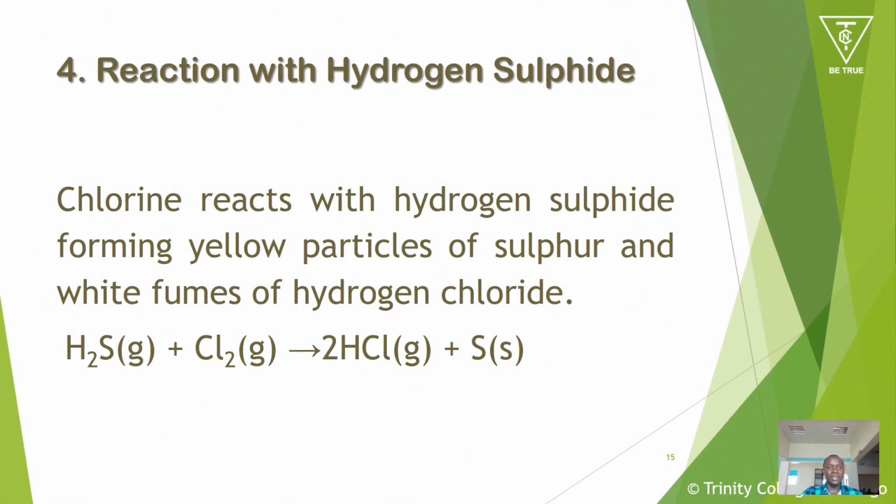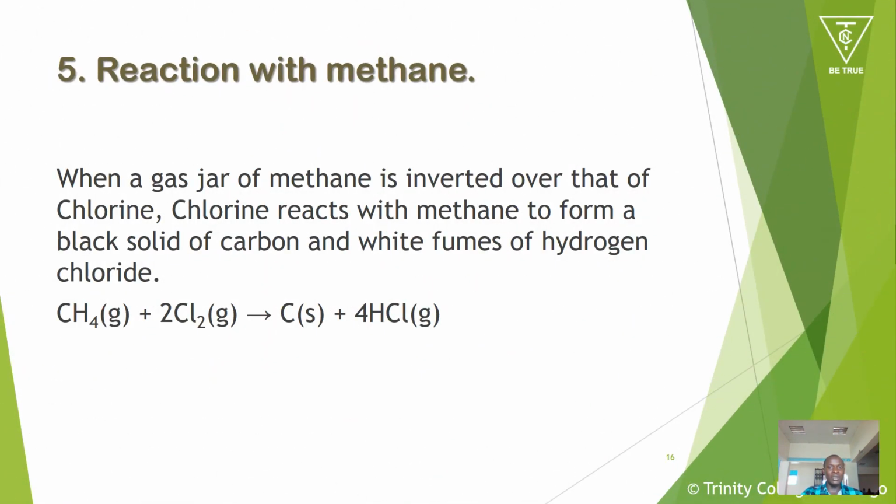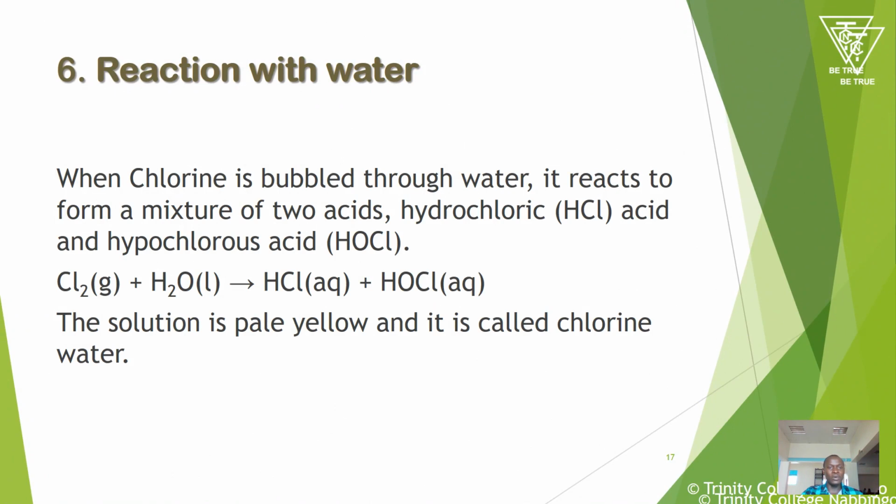Reaction with hydrogen sulphide. Chlorine will remove hydrogen from hydrogen sulphide, and then you get hydrogen chloride, which is white fumes, and sulfur, which is a yellow powder. Reaction with methane, chlorine will also remove all hydrogen from methane, and then it forms black particles of carbon and white fumes of hydrogen chloride. All these reactions illustrate that chlorine is a powerful oxidizing agent because it can remove hydrogen. And then reaction with water. Chlorine reacts with water to form two acids, that is hydrochloric acid and hypochlorous acid. Hypochlorous acid is so unstable and so oxidizing and is actually a bleaching agent, as we are going to see.